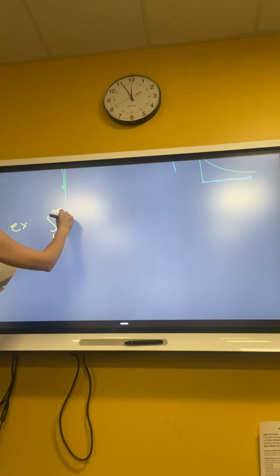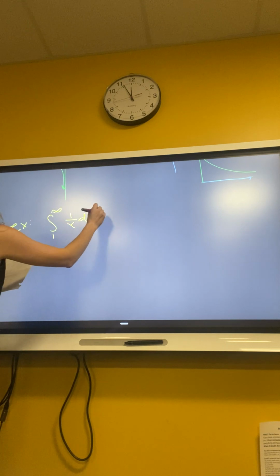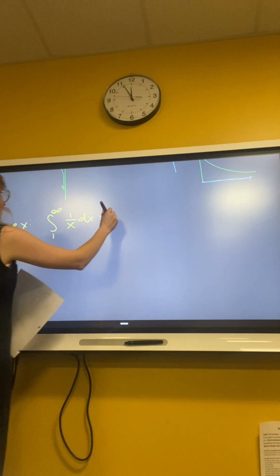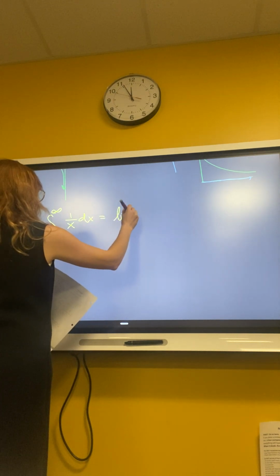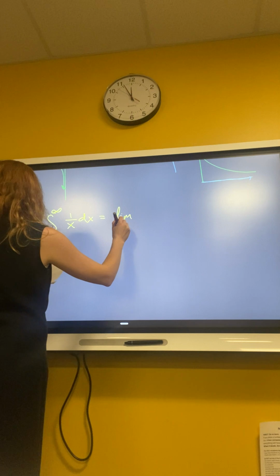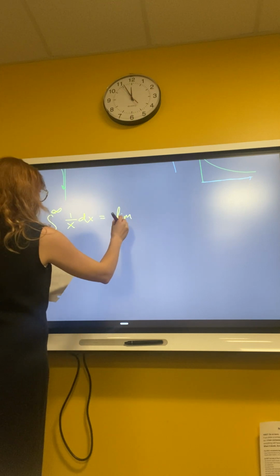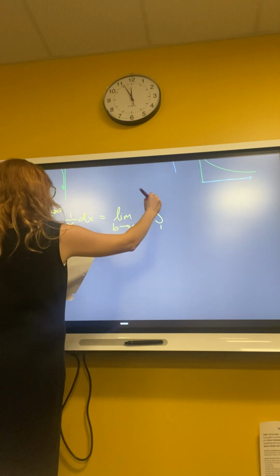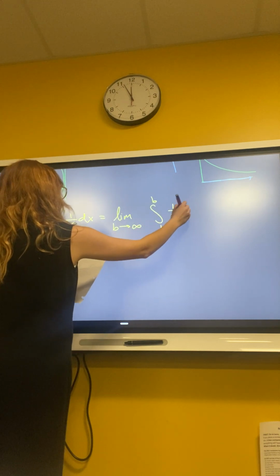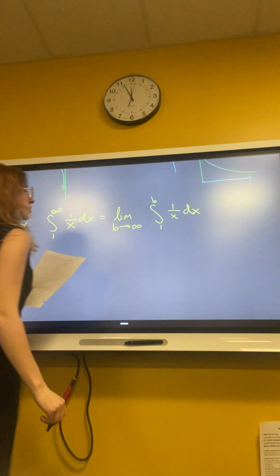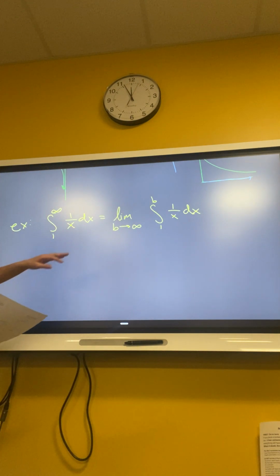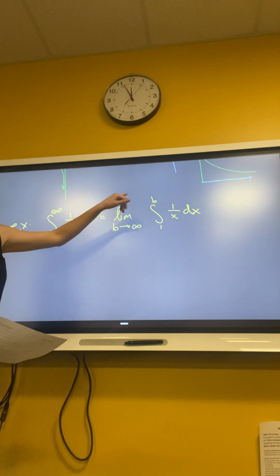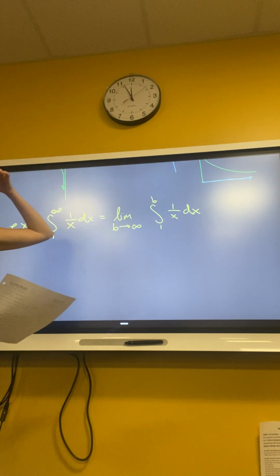All right, the integral from 1 to infinity of 1 over x dx. Since I can't plug in infinity, I'm going to rewrite this as a limit. So this is going to be the limit as, they use c, it doesn't matter, I'm going to use b, as b approaches infinity of the integral from 1 to b of 1 over x dx. So notice everything is the same except I'm taking the limit as b approaches infinity instead of sticking an infinity up there.